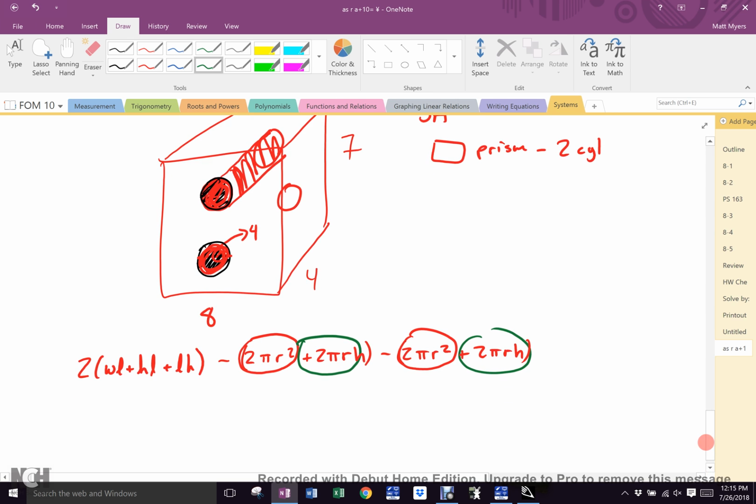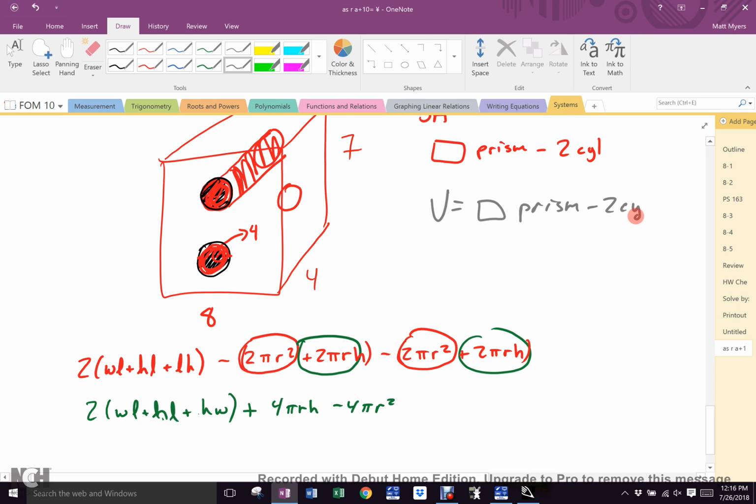So what I do is I write it out: 2WL plus 2HL plus, what am I missing? 2HW, plus how many? 2 pi RH, and 2 pi RH is 4 pi RH, minus 2 pi r squared, minus 2 pi r squared, minus 4 pi r squared. And then I just put in my numbers. I trust you can put in the numbers. That is surface area.